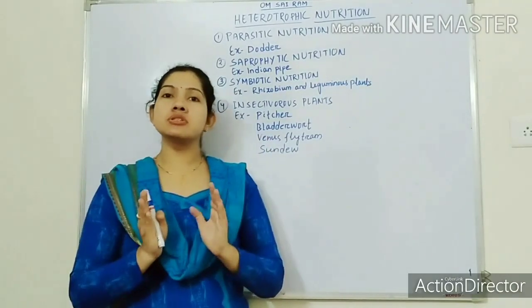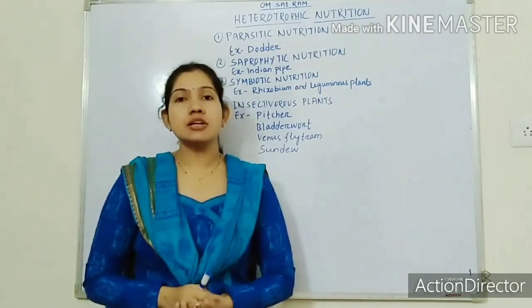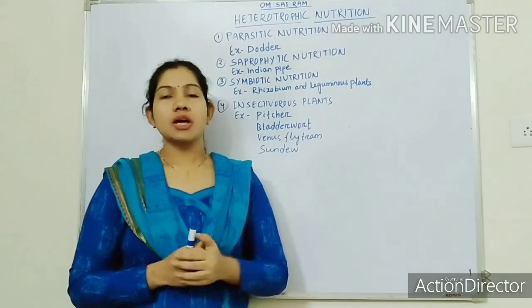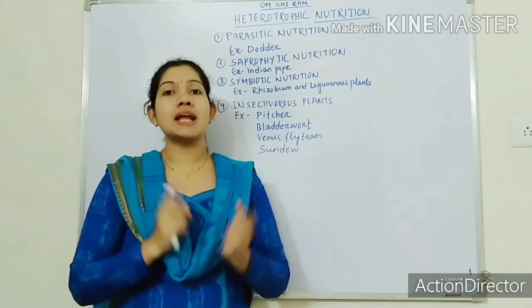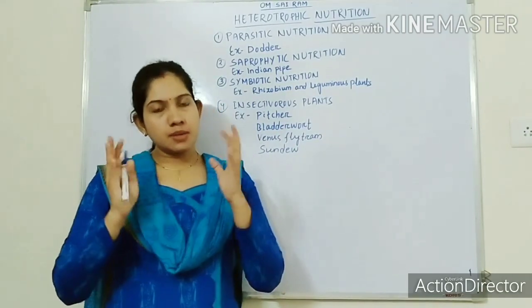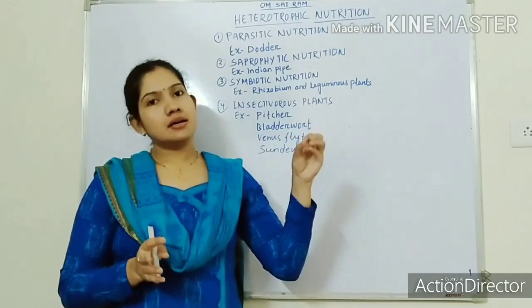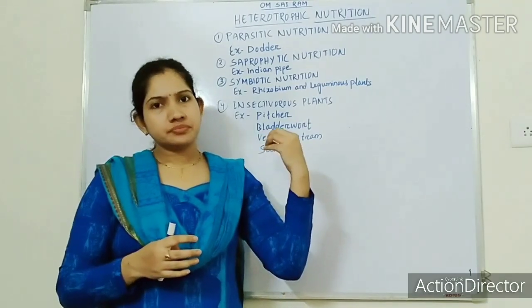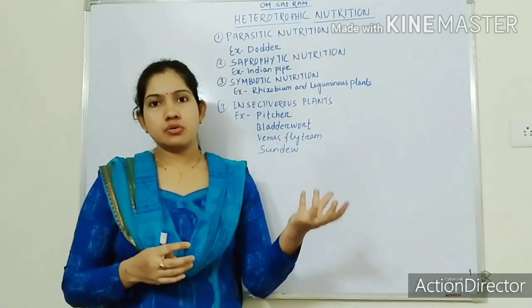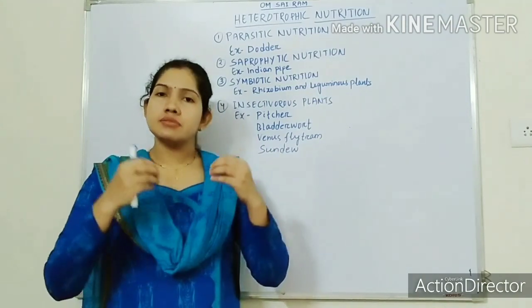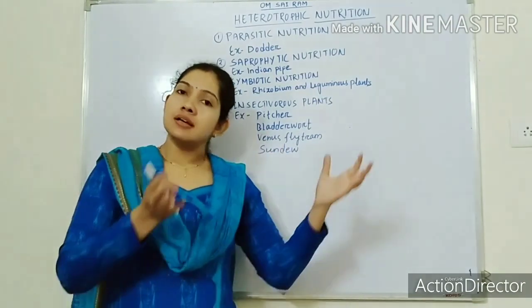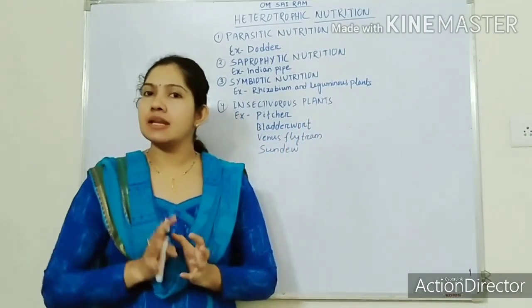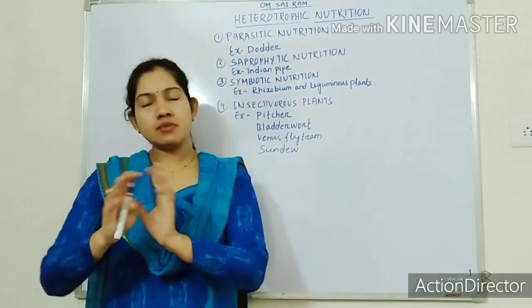So heterotrophic nutrition is a kind of nutrition in which an organism depends upon other organisms for its food. We all are heterotrophs. We cannot prepare our own food. We depend upon plants and we also depend upon animals for our food. Some are herbivores, some are carnivores, and some are omnivores, who can take both plants and animals. That part on animals we will discuss later on.